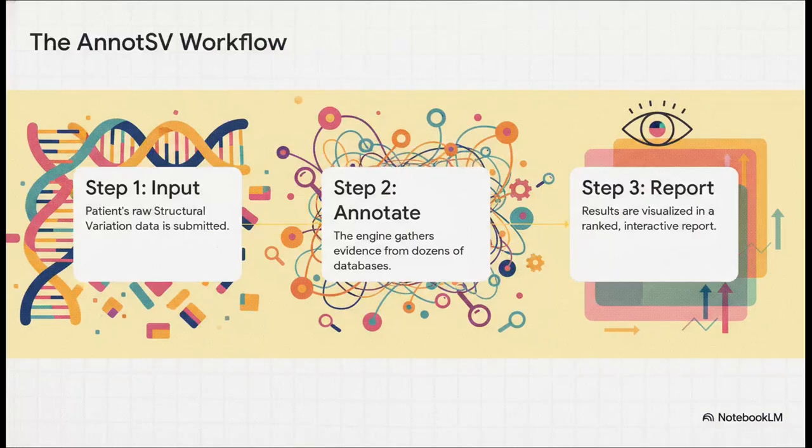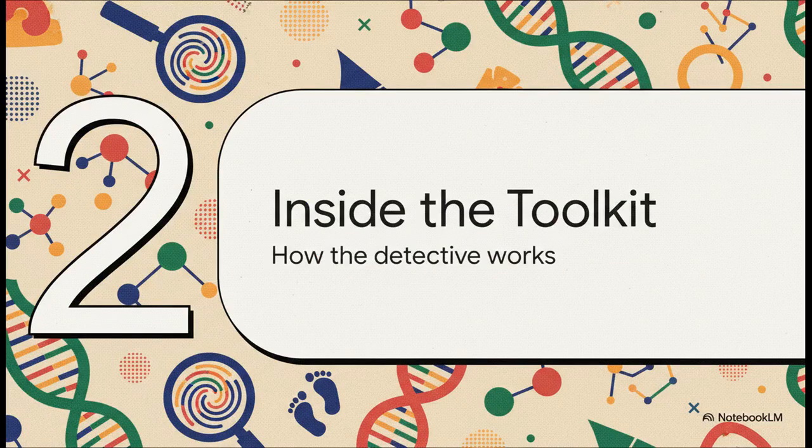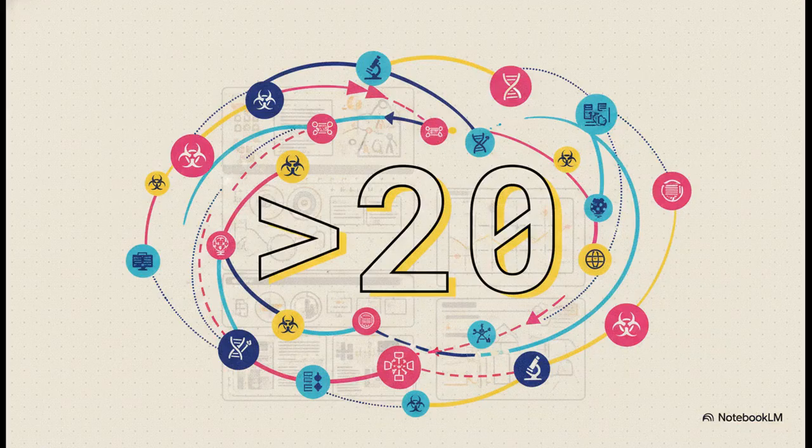And the way it works is actually pretty elegant. Step 1, you feed it the raw data. Step 2, the engine starts its investigation, pulling evidence from dozens of different sources. And then, Step 3, it gives you a clean, ranked, interactive report that a clinician can actually understand and use. So how does this detective actually do its job? Let's pop the hood and take a look inside the toolkit. First off, the sheer depth of the background check is just incredible. We're not talking about looking in one or two places. AnnotSV cross-references more than 20 different scientific databases to pull together clues for every single variation.